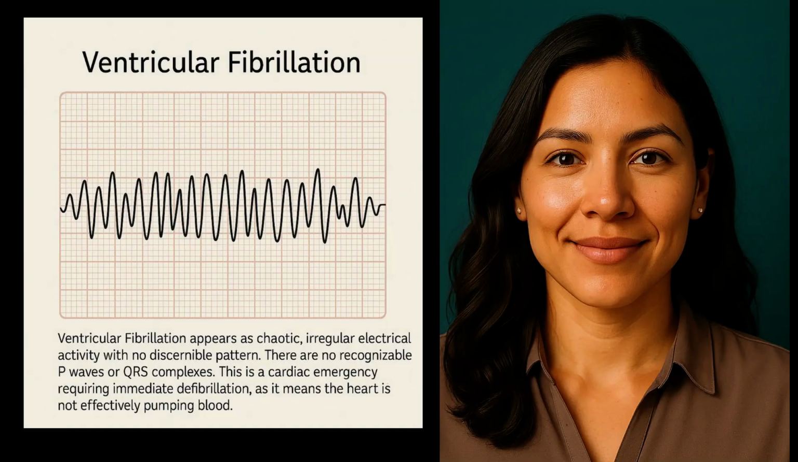Ventricular fibrillation appears as chaotic, irregular electrical activity with no discernible pattern. There are no recognizable P waves or QRS complexes. This is a cardiac emergency requiring immediate defibrillation, as it means the heart is not effectively pumping blood.